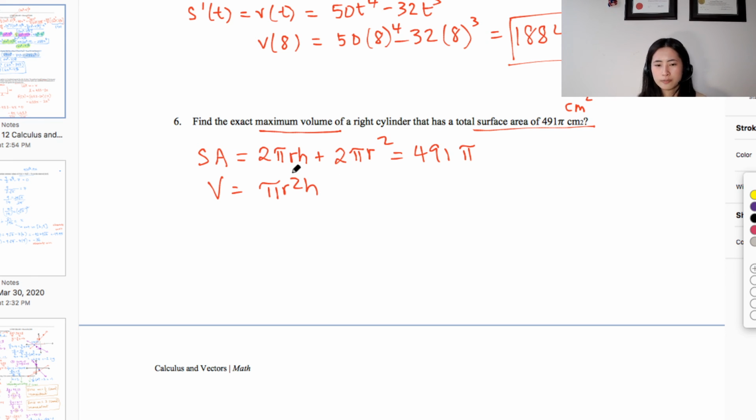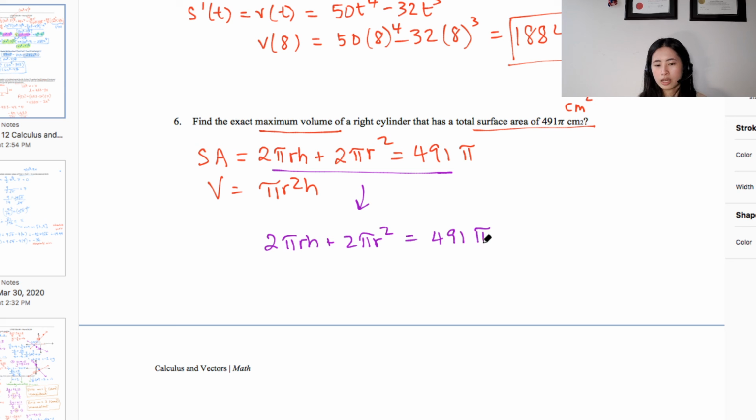So I took this thing. I said, okay, you have 2 pi rh plus 2 pi r squared, and this is equal to 491 pi. As you can see, there is an h here, so I isolated h. That's the easiest, because you have an r here and you also have an r here, so you don't really want that.